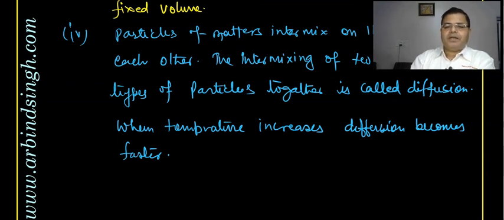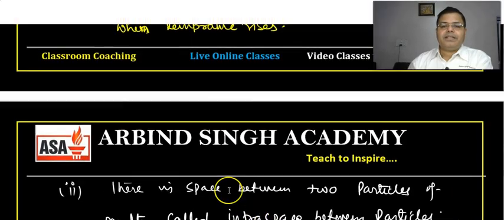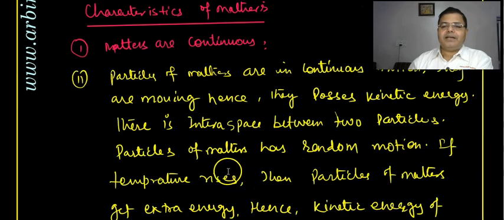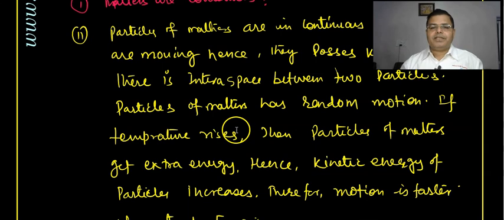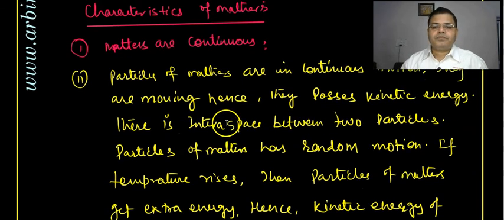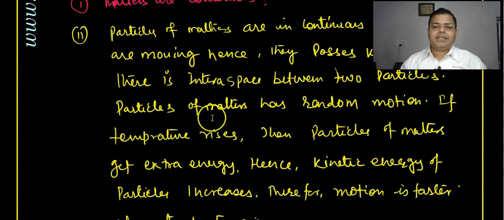But before ending this, just concluding the nature of matter: matter is made of particles, and particles are continuously moving. Why continuously? Because the particles are moving, and there is kinetic energy in each particle. There is space between two particles, and that is why they are able to move continuously. But when temperature increases, the particles get some extra energy, and with the help of this energy, their kinetic energy increases, and therefore motion becomes faster. And since motion becomes faster, diffusion also becomes quicker. That all is interrelated, correlated.